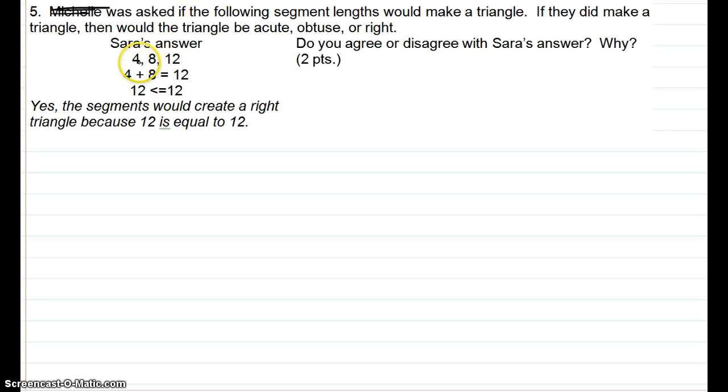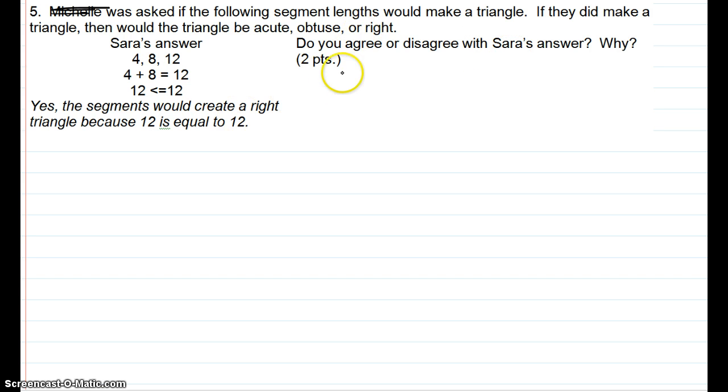Alright, so we have these lengths 4, 8, and 12. And so Sarah went 4 plus 8 equals 12, and then 12 is less than or equal to 12. And she says, yes, the segments would create a right triangle because 12 is equal to 12. So do you agree or disagree with Sarah's answer?